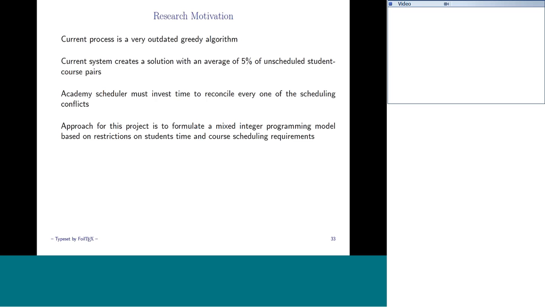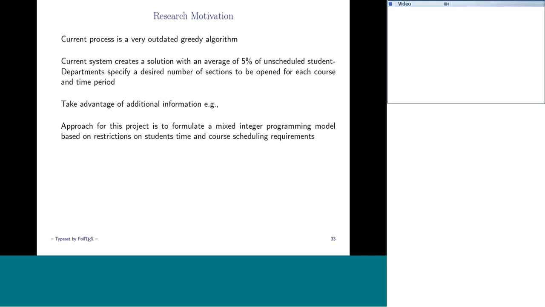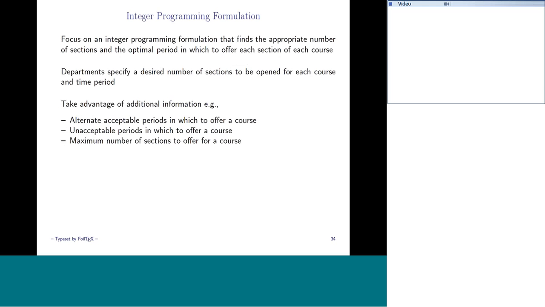And so our approach is to formulate a course mix integer program in order to account for the restrictions on student time and on course availability and so forth. We would like to determine an appropriate number of sections to open of a given class to make sure that we're not opening sections with just 1 or 2 students in them, but also to make sure students get the courses they need. We have the department specify a desired number of sections to be opened, and then we try to adhere to that as closely as possible.